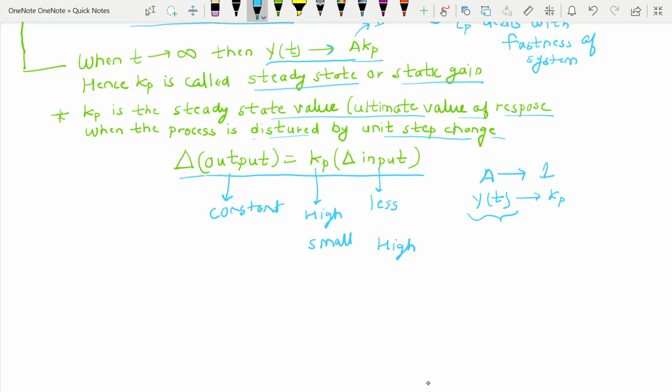Okay, so for the same output, if my Kp is less, I will have to give more input to the system, or for the same output, if my Kp is high, I can give less input and I will get the desired output.